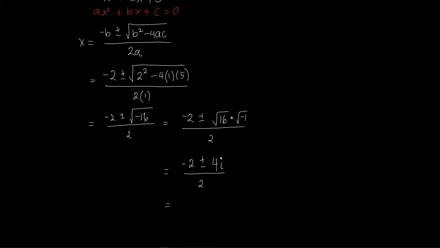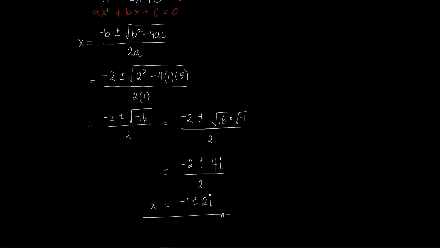Dividing by 2, we have negative 1 plus minus 2i. Okay, so this is the root. So this is the complex number. We have two possible answers: negative 1 plus 2i and negative 1 minus 2i. Right? Because it is plus minus, since it's a square root, there are two.